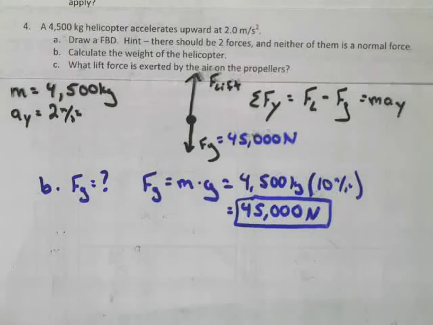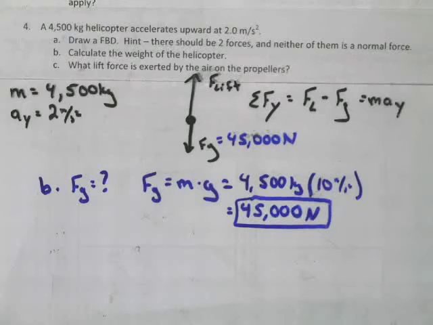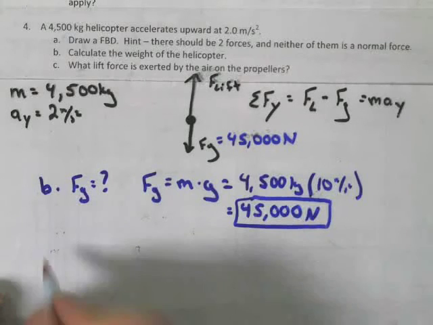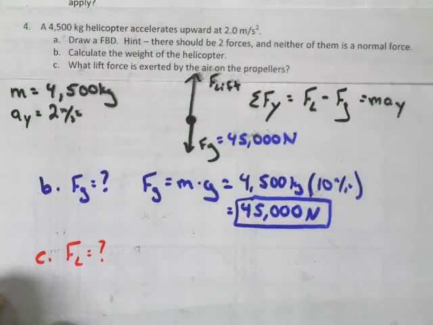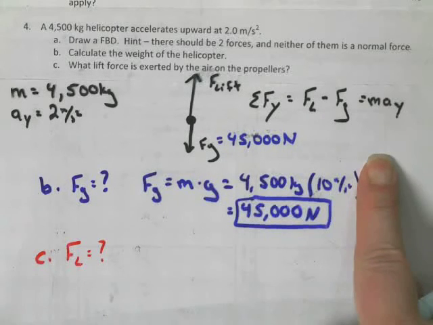Questions about part A? Part B. It says, oh, that was part B. We only have one left. Part C. What lift force is exerted by the air on the propellers? So there's my lift force. That's my unknown. So part C, the lift force, I've already got the equation written out.